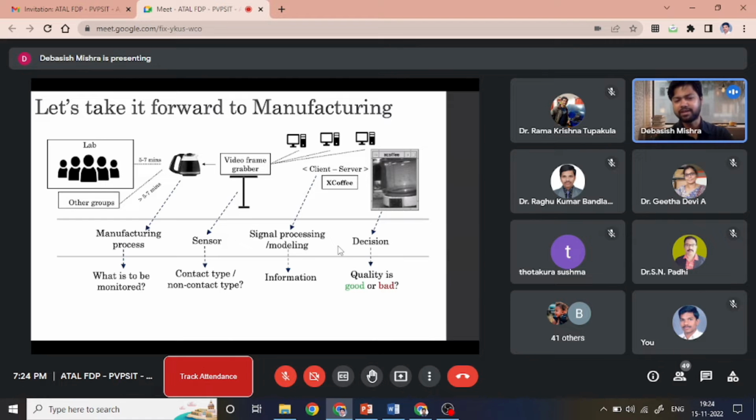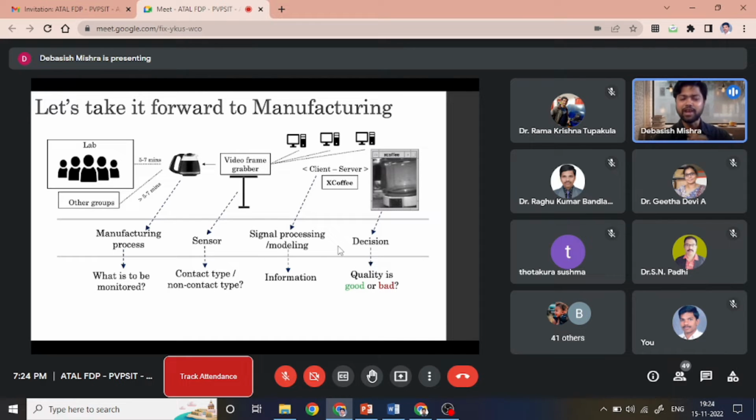And what does this represent? If we look at the manufacturing process, we need to identify what exactly we need to monitor. For a coffee pot, it is very simple. It is just whether the coffee is there or not, whether the coffee brewed or not. But when you talk about the manufacturing process, as I always told, there are several attributes concerned with the manufacturing process itself. So we need to identify what it is that we are going to monitor.